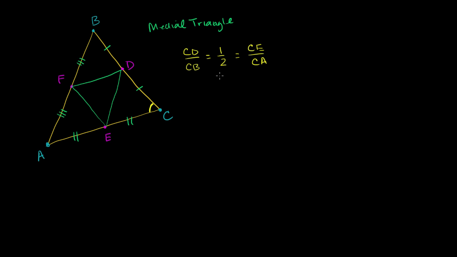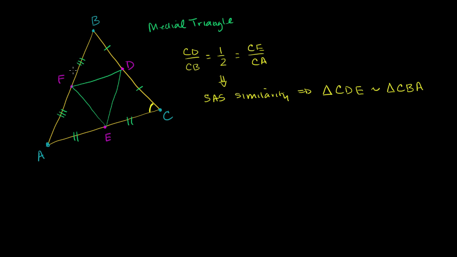So by SAS similarity, we know that triangle CDE is similar to triangle CBA. And just from that, you can get some interesting results, because then we know that the ratio of this side of the smaller triangle to the longer triangle is also going to be 1/2, because the other 2 sides have a ratio of 1/2, and we're dealing with similar triangles.